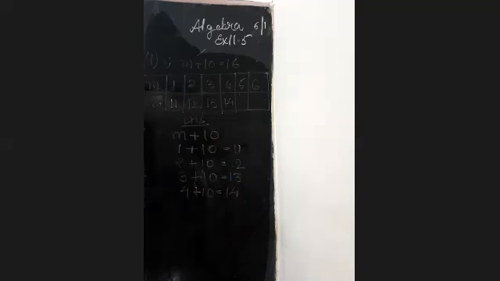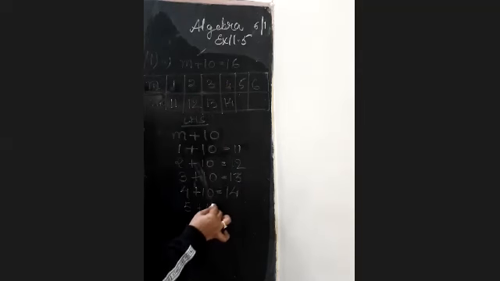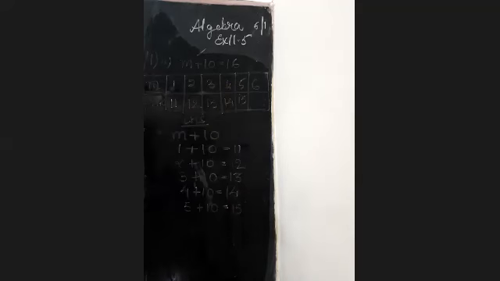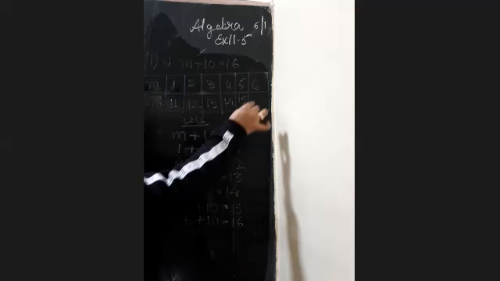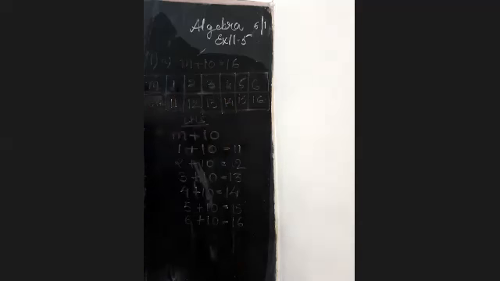Now we will put the next value, 5, because the question is telling us to put 5. So how much is 5 plus 10? 15. Put 15. Now next number, that is 6. So 6 plus 10. What is coming here? 16. What did we need, son? m plus 10 is equal to how much? We needed 16, and we got 16.